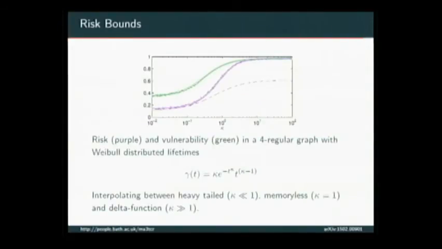So one way to illustrate this, so here I've plotted risk, and risk is in purple and vulnerability in green, as a function of, so I'm using Weibull distributed lifetimes, which has this funny form, but all you really need to know is it interpolates between heavy-tailed, memoryless, and a delta function. And the purple line, this is the risk, so the chance of causing an outbreak, is always below the green. So you're always more likely to be caught in an outbreak than you are to start one. But they match when you have a delta function, and they're most apart when you have a heavy tail.